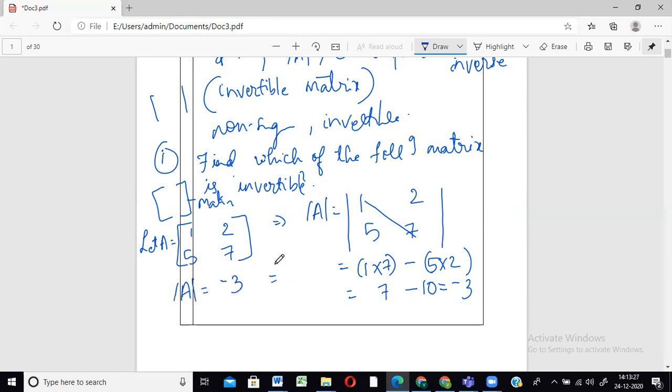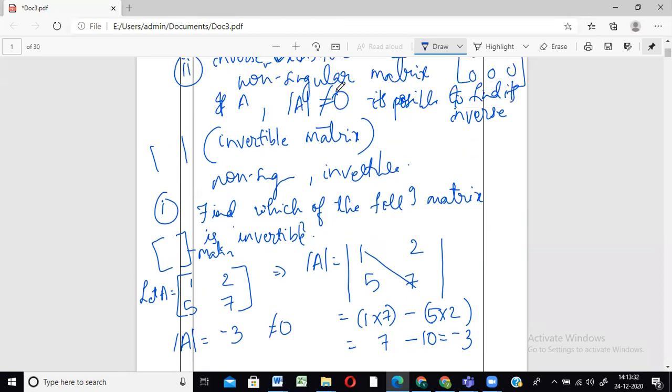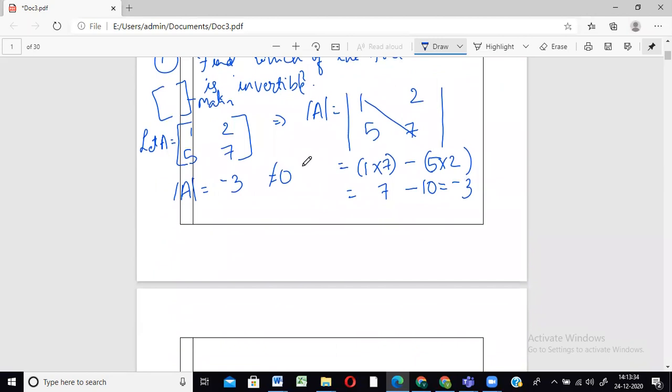So this is clearly not equal to 0. Yes, that is what we wanted, right? Determinant of A is not equal to 0. Therefore A inverse exists. Correct? If it's not equal to 0, it is non-singular. Non-singular means its inverse exists. So its inverse will exist. That is, A is an invertible matrix.